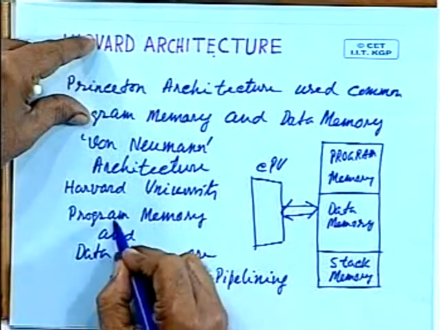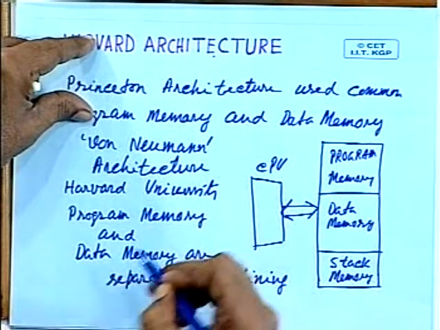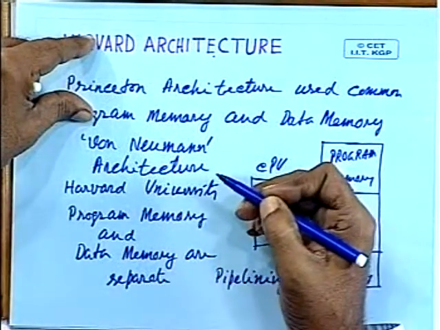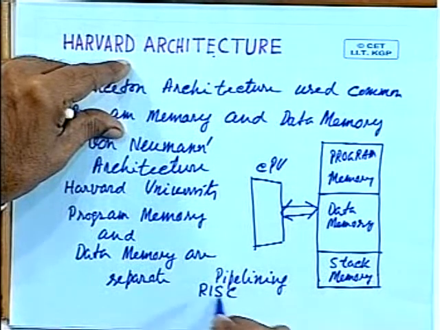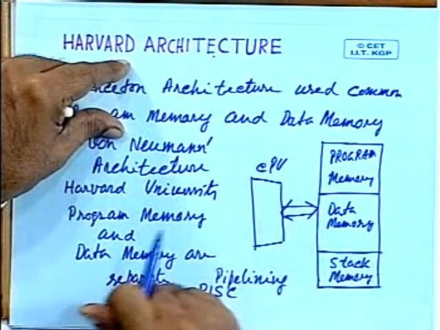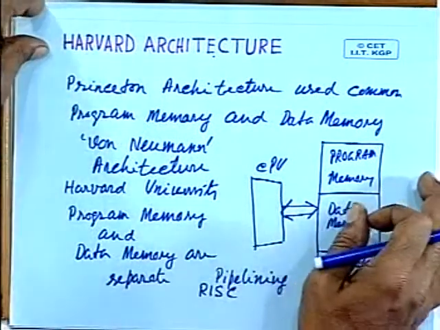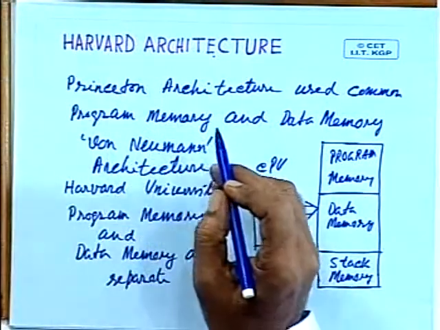So this structural hazard can be avoided if you have separate program memory and data memory. In other words, it facilitates pipelining and parallel execution of instructions. And that's why in most of the RISC processors, reduced instruction set computers, this Harvard architecture is used. You will find that in almost all microcontrollers, this Harvard architecture is used, where you have separate program memory and data memory.